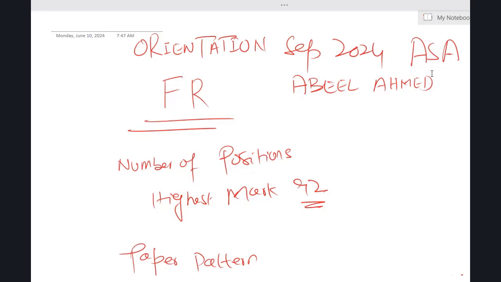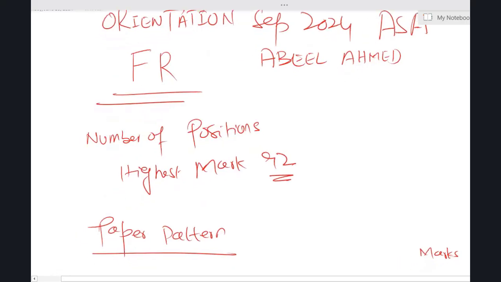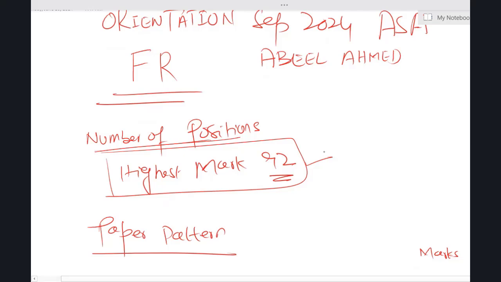First of all, if I talk about FR, I've got a number of positions in FR. So far, the highest mark in FR is 92. One of my students has scored that highest mark, 92. I'll be more than happy if someone can break this 92 marks record. I have a record of 90 marks as well, but obviously the highest is 92 marks.